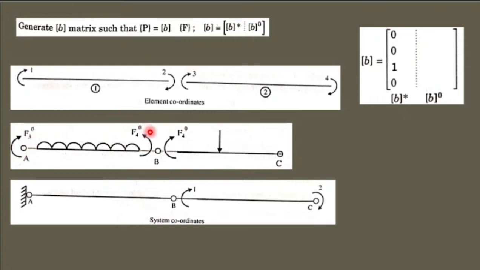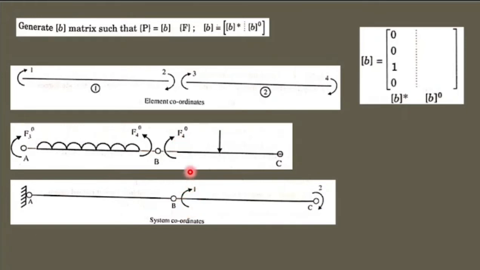F3 naught and F4. So these are the redundant forces. And what are the applied forces? That is F star 1 and 2. These two you have already found out. Now you have to apply a force at F star 1. So what is F star 1? So this is 1, 2, 3 and 4. So you have 4 force points.